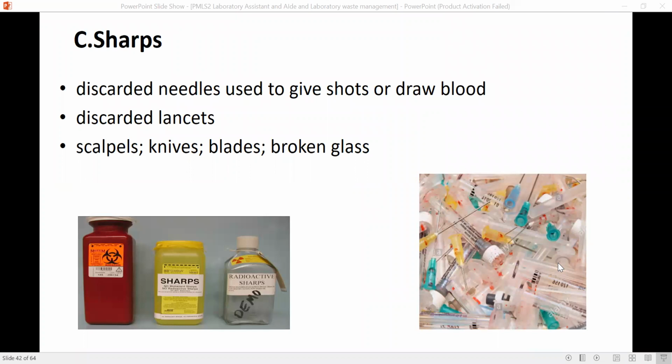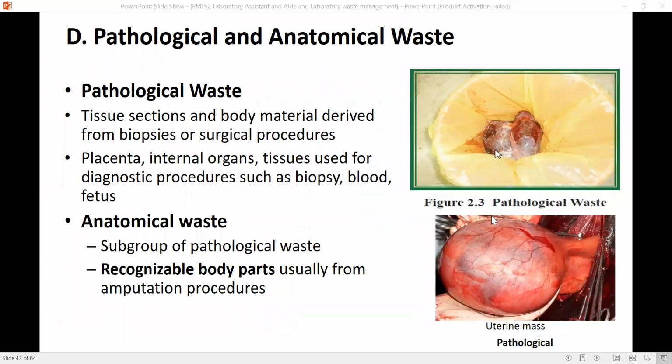So, in passing lang na natin to, no? Kasi alam na nyo itong mga types of wastes na to. So, yan, needles, right? Mga lancets, mga ganyan. Okay. Broken glass. Okay. So, yan, no? So, next now will be your pathological and anatomical waste.